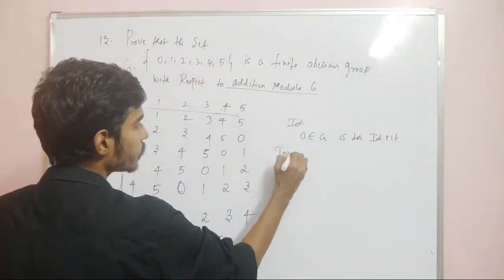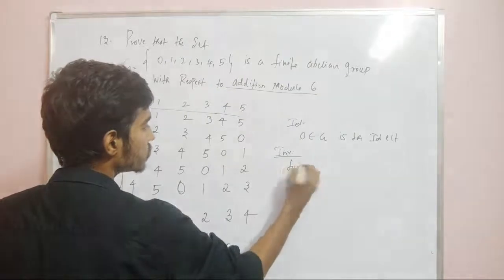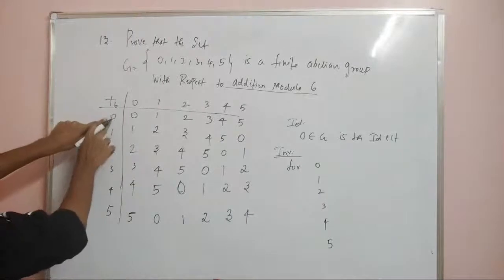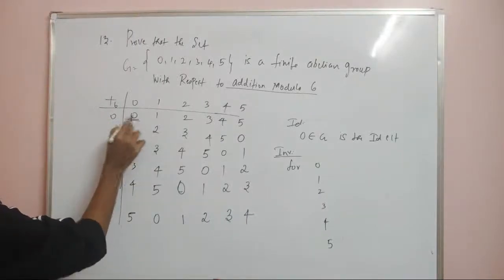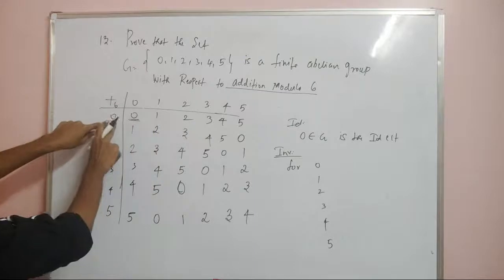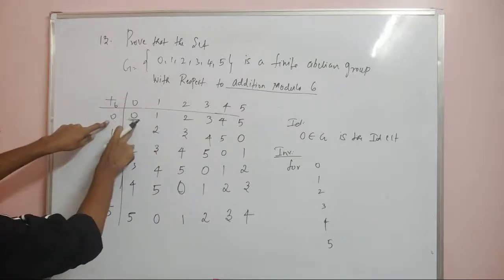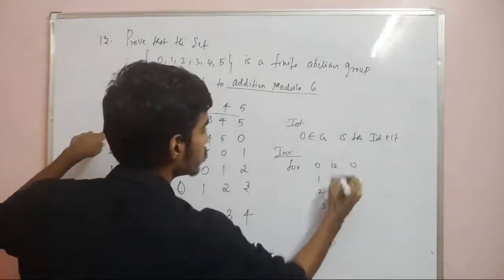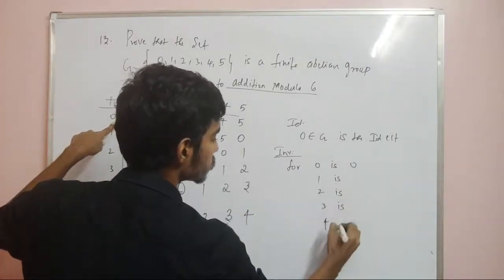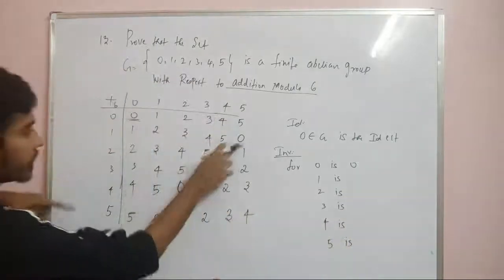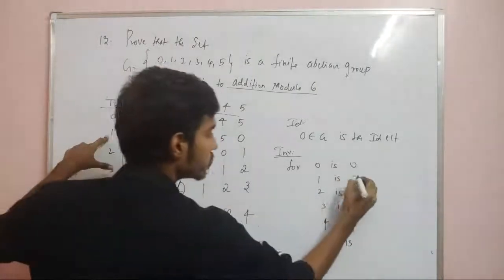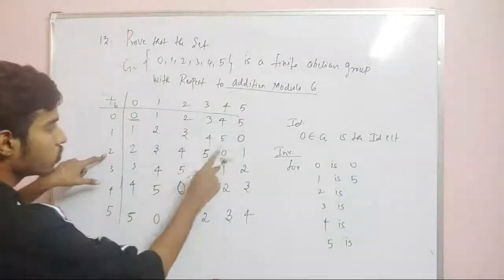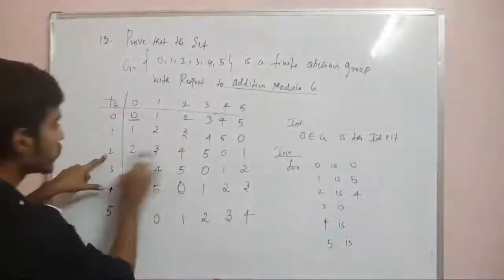For a finite group you need to find the inverse for every element. So inverse for 0, 1, 2, 3, 4, 5. What is the inverse for 0? You just see where 0 is in the corresponding row. For 0, you need to add some element to get E. E is 0, right? Therefore inverse of 0 is 0. So inverse of 1 is 5. That means 1 plus 5 will give you the identity element. Inverse for 2 is 4, right? Inverse for 2 is 4.